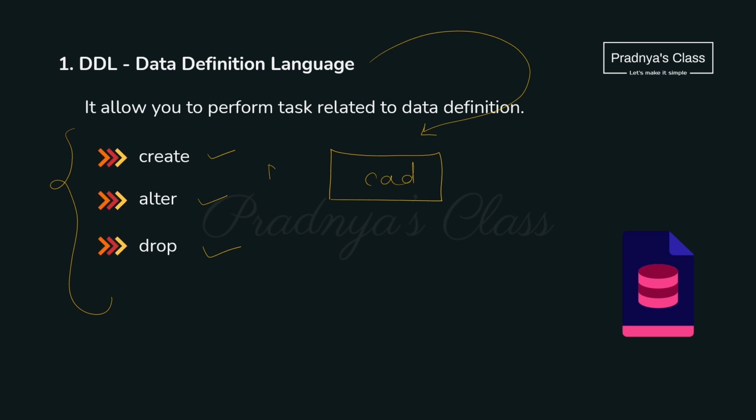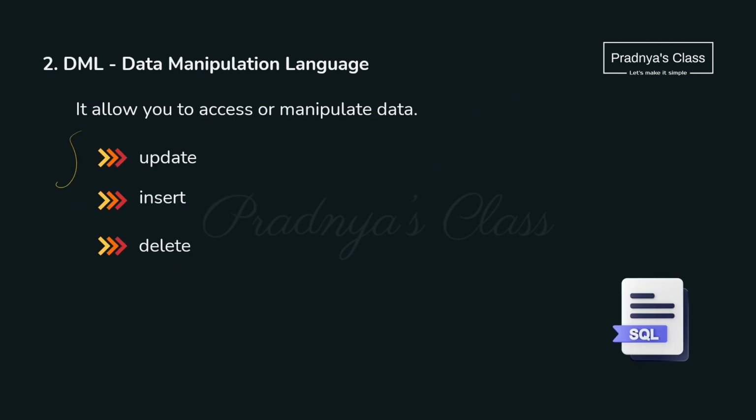So let's relate DDL commands to the word CAD: create, alter, drop. And the commands which will be under DML are update, insert, delete. Now let's create one word for this also. It is UID. So DML commands are UID: update, insert, delete.